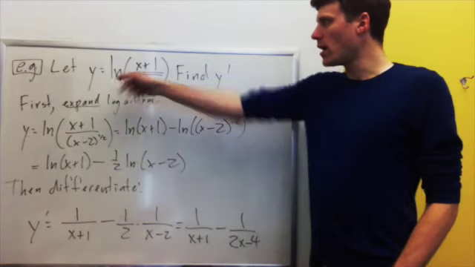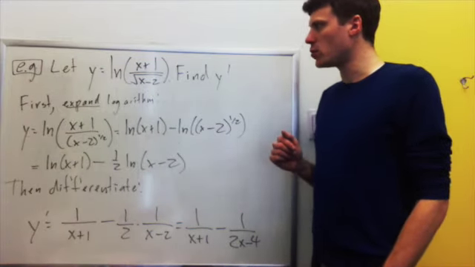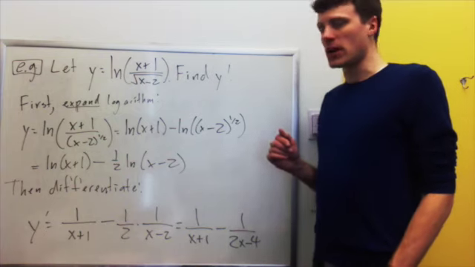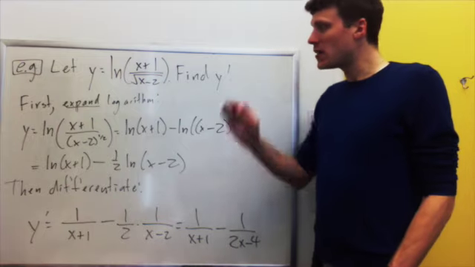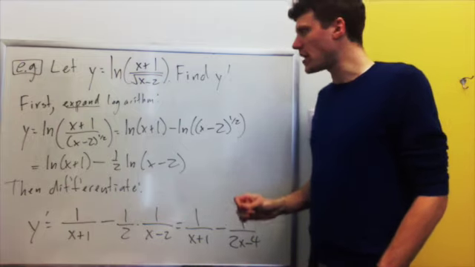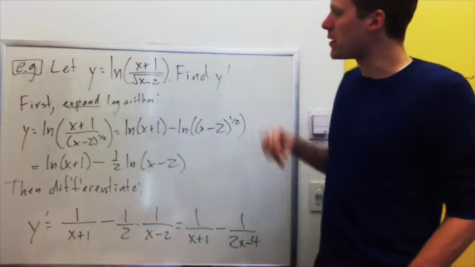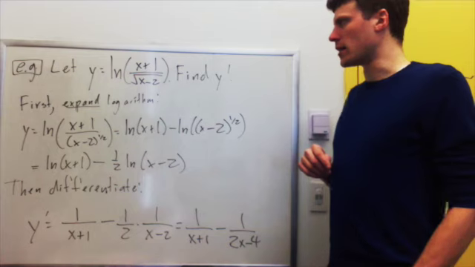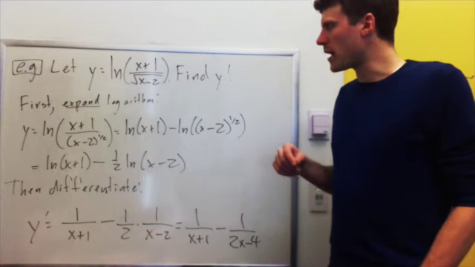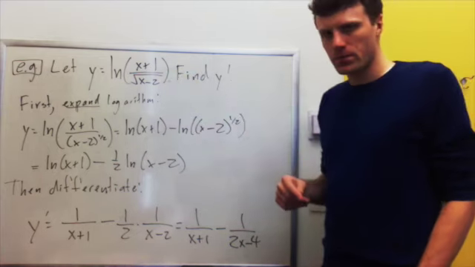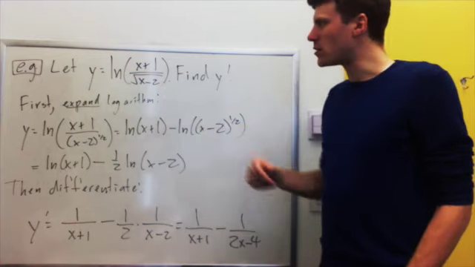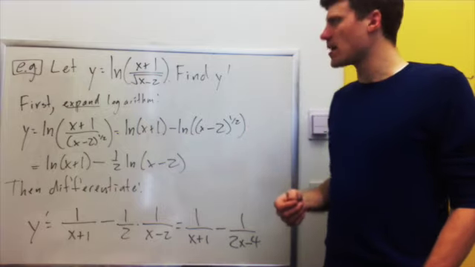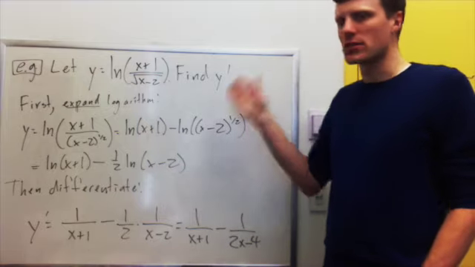Okay, so let y be the natural logarithm of x plus 1 over the square root of x minus 2. Let's find y prime. Now, if I was just going to immediately apply logarithmic differentiation, the first thing I would have to do is find the derivative of this inside. And well, that doesn't look like a lot of fun. I'm going to have to apply the quotient rule and the chain rule on the denominator. It's going to be kind of wacky. So, is there anything I can do to get away from having to do that?